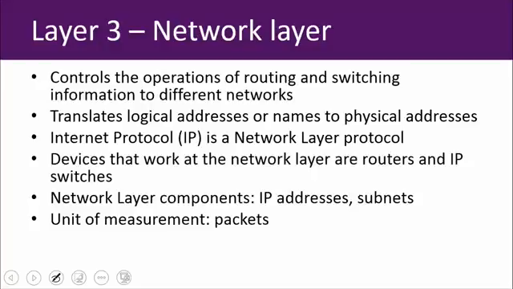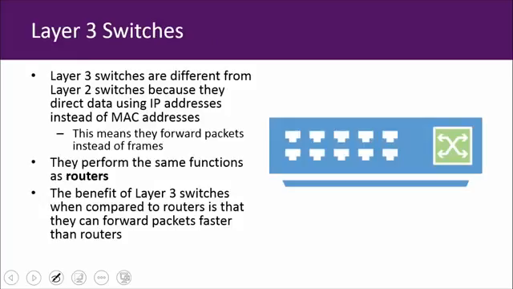A major protocol that we're going to learn a lot about today, called the Internet Protocol, is a network layer protocol. Also IP is typically what it's referred to as. Devices that work at the network layer are routers, and layer 3 switches, which can also be called IP switches. There are a few different network layer components: IP addresses and also subnets, which we featured in our last module. And the unit of measurement here is called a packet.